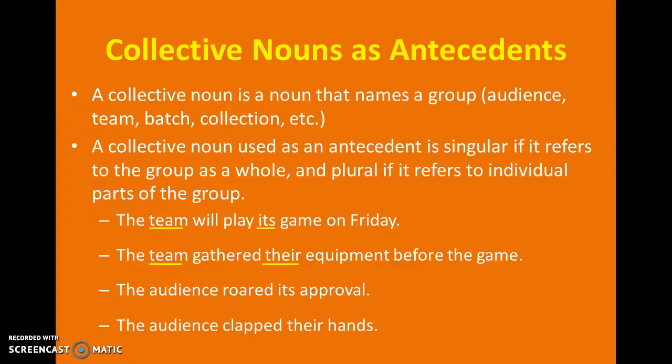If you were to say the audience roared its approval, that is describing the audience as reacting as one group, so you would use the pronoun of its. On the other hand, if you were to say the audience clapped their hands, obviously the audience members all have their own hands, so they're acting as a plurality, so you would use the pronoun of their in this example.